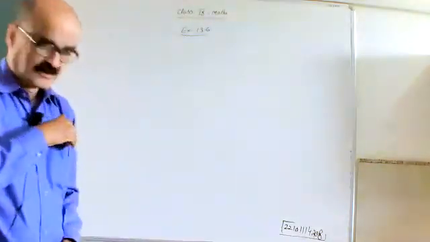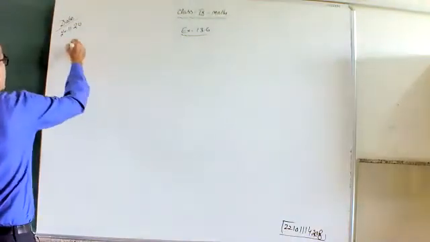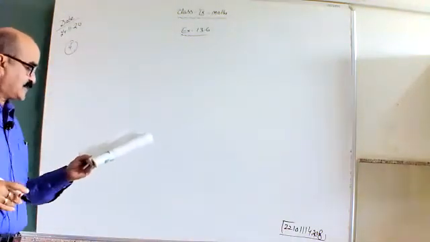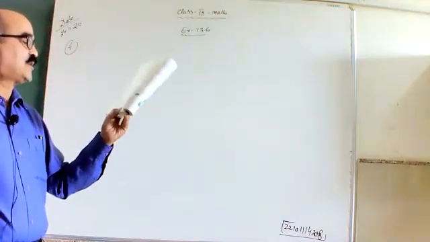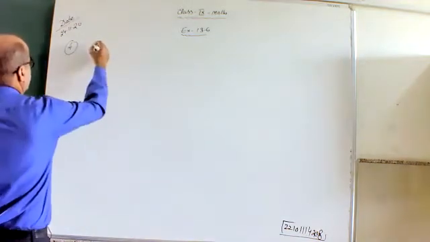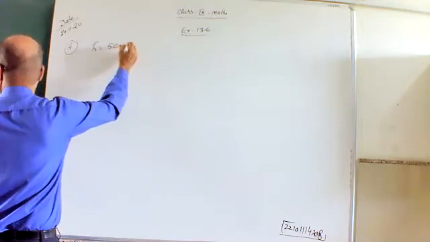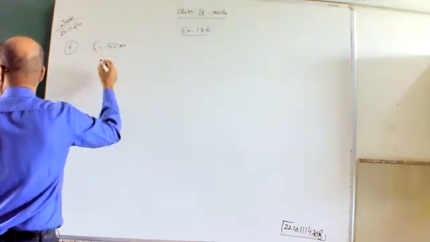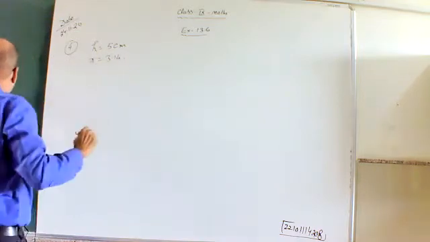Okay, now we move on to the next question. The next question is question number 4. If the lateral surface area of the cylinder is 94.2 centimeter cube and height is 5 centimeter. Height of the cylinder is 5 centimeter, right? And value of pi is given. Pi is equal to 3.14 you have to use, right?